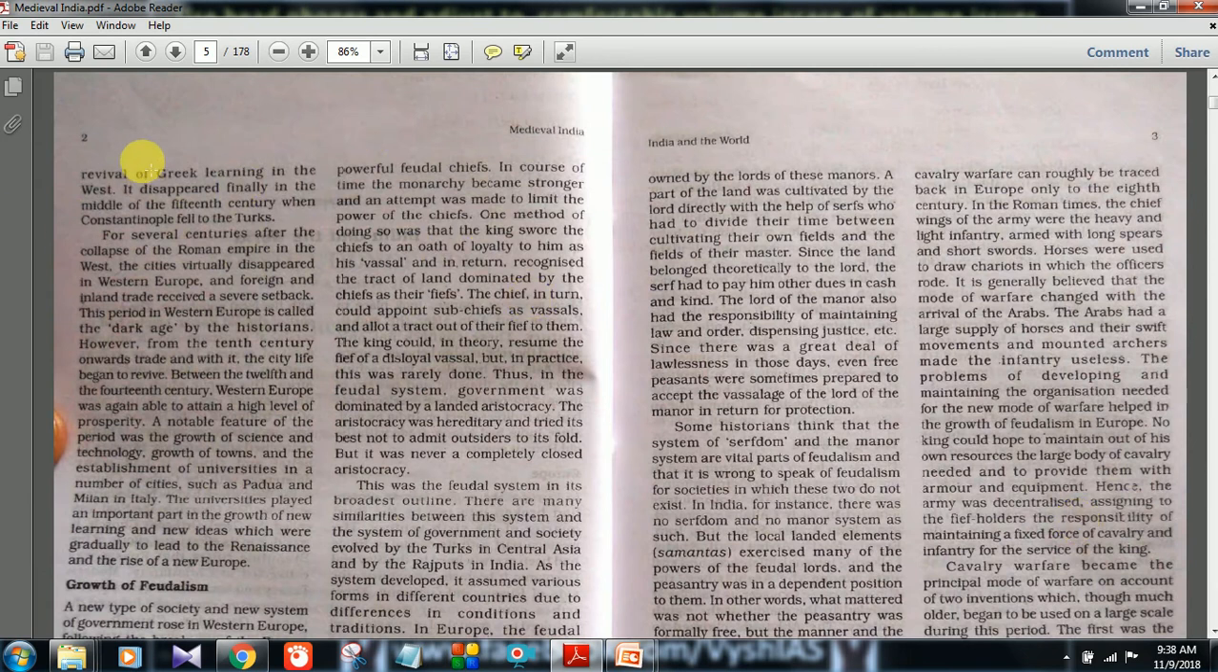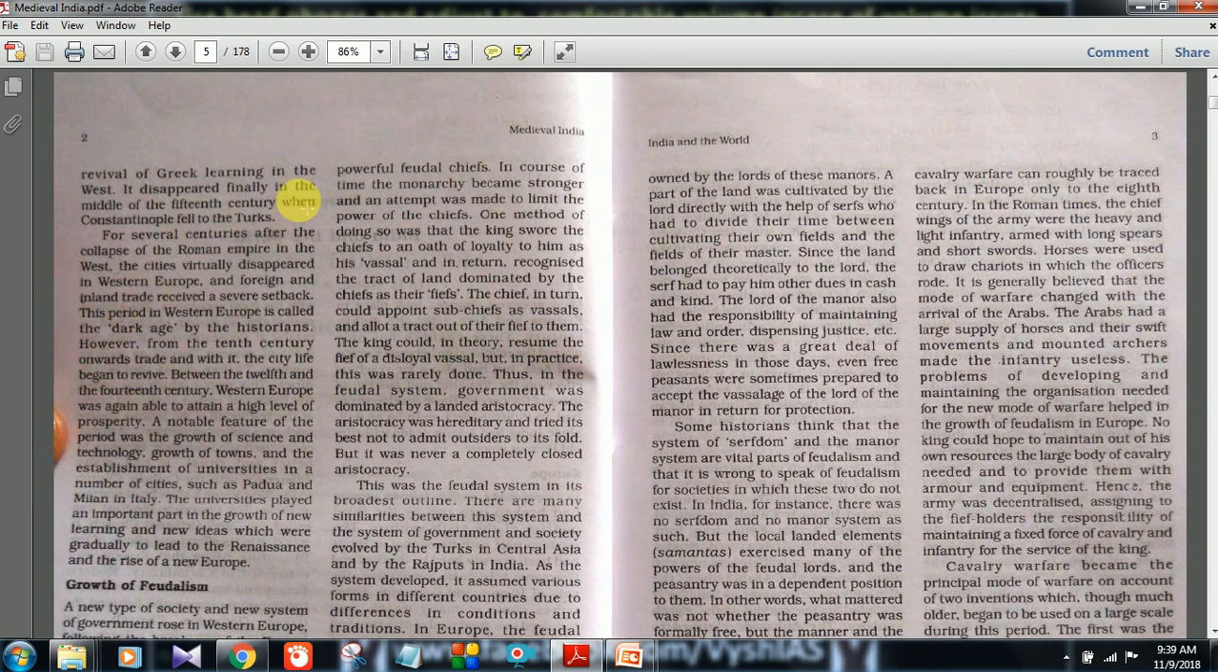Okay, so they are telling how the western side collapsed, then the eastern side had trade relations and all, then the Arabs overran that, and then a lot of policies, government structure, everything was adopted by the Arab side, and later it will come to India also. Okay, so it disappeared finally in the middle of the 15th century when Constantinople fell to the Turks. Okay, so middle of 15th century, because we started the story from the 8th century when the Roman Empire broke, and in the 15th century this Constantinople also broke.